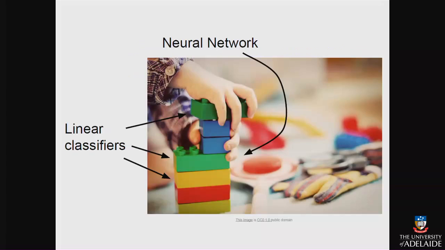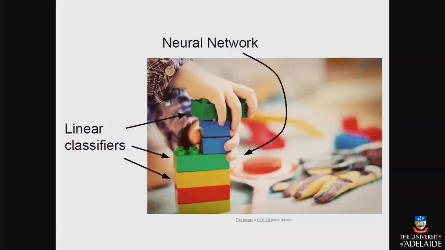This picture illustrates the neural network in a very good way. You can treat the neural network as a Lego. You can build the neural network in any way you want with the basic Lego blocks, which are linear classifiers. So basically from this figure, you can see the neural network is a stack of linear classifiers. And of course, we will add some nonlinear functions between them.